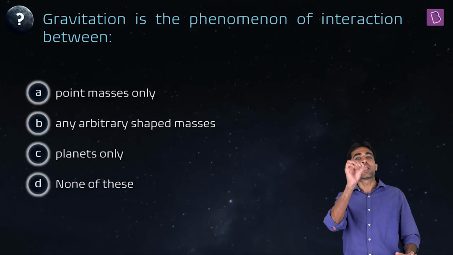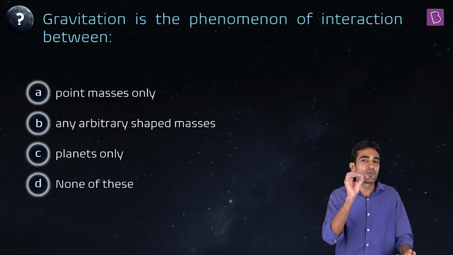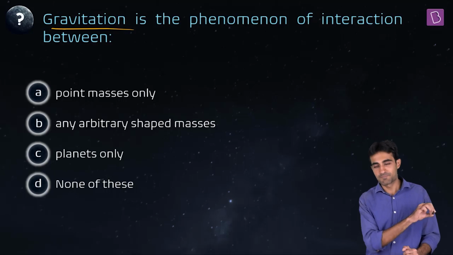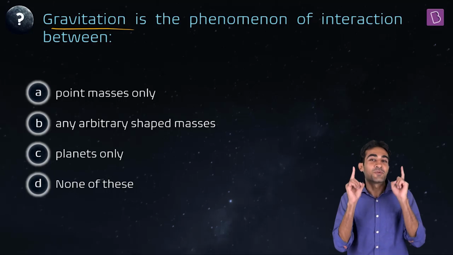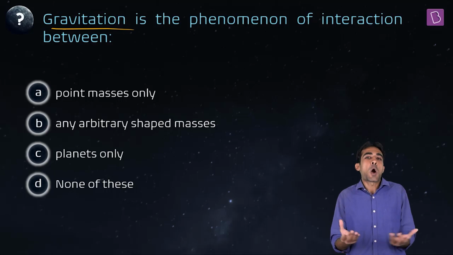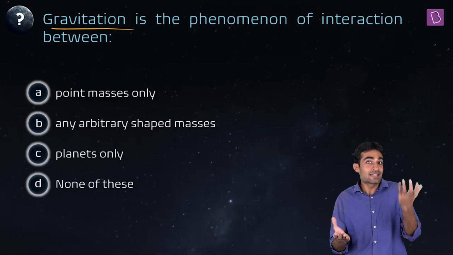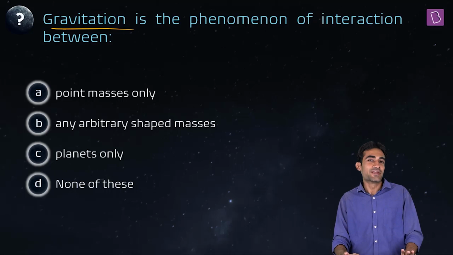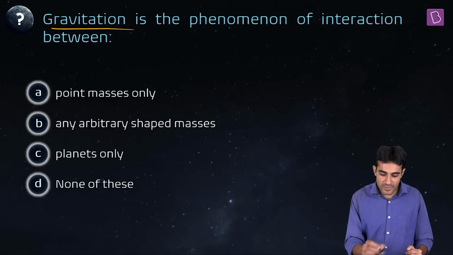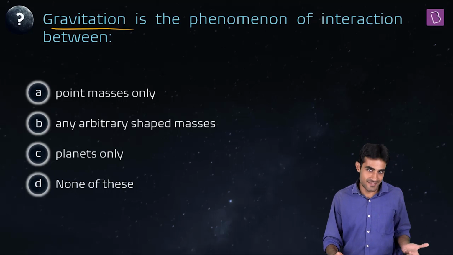Gravitation is the phenomena of interaction between... So we have to talk about gravitation. Now, let me tell you something really interesting. Any two objects, if they have this thing called mass, they attract each other. Why do they attract each other? Well, that's kind of a mystery, but they do attract each other. And this attractive force is given a name, gravitational force. So, gravitation is the phenomena of interaction between any two masses.